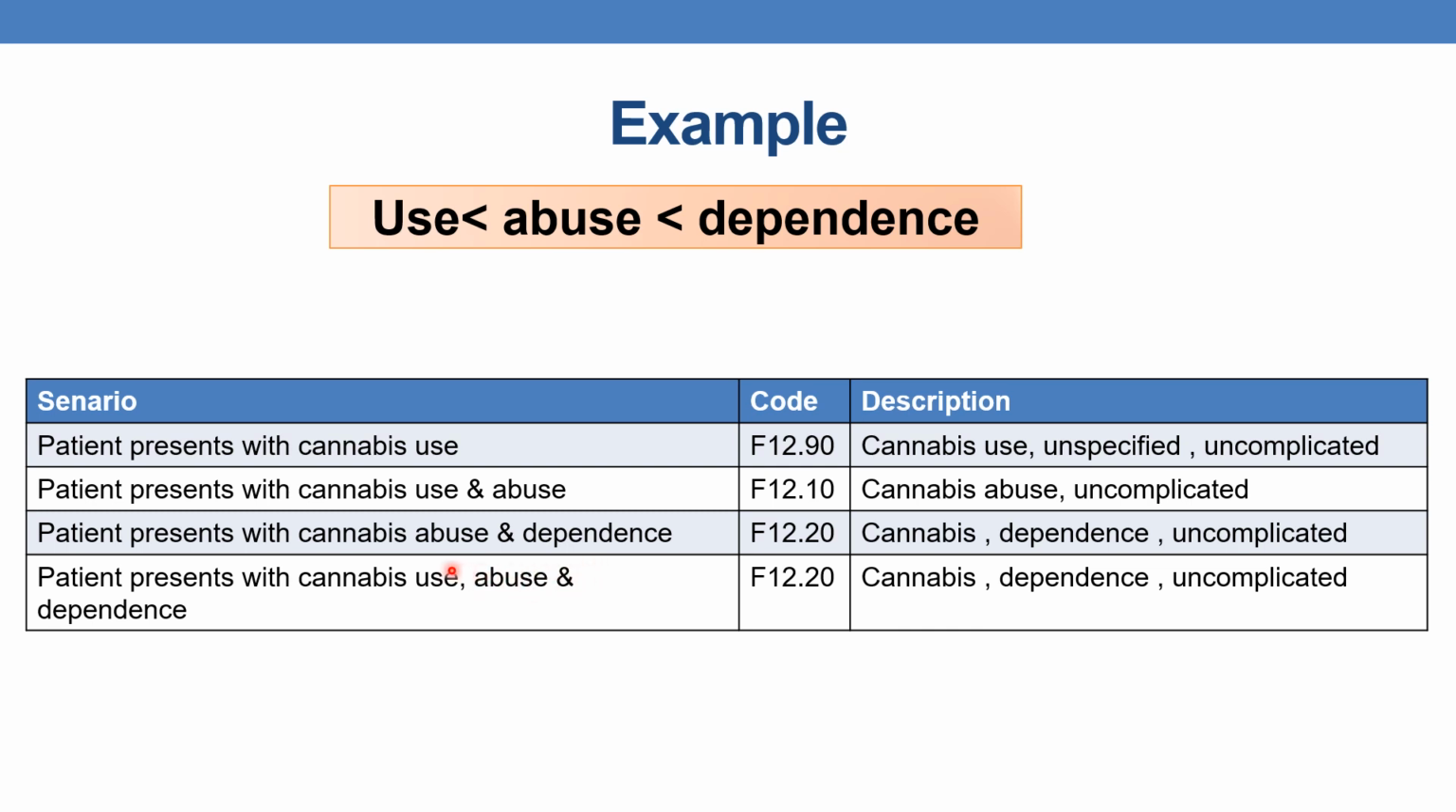Next, patient presents with cannabis use and dependence. Dependence is more severe than abuse. So the appropriate code is F12.20, cannabis dependence uncomplicated. And finally, patient presents with cannabis use, abuse and dependence. Here also you need to code the highest, that is dependence. F12.20, cannabis dependence uncomplicated. So the order is use followed by abuse, and finally abuse will turn into dependence.